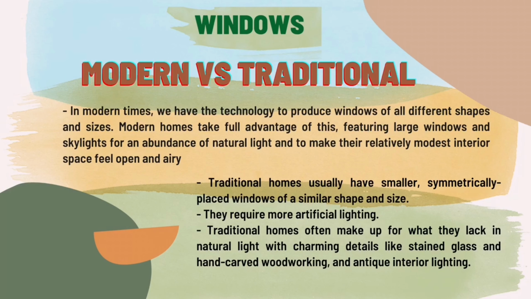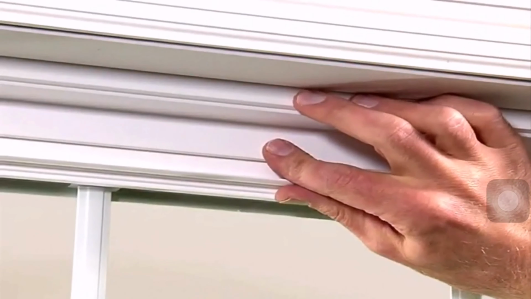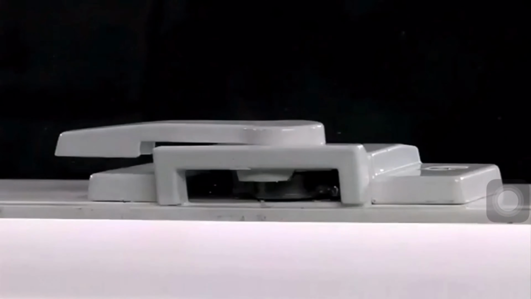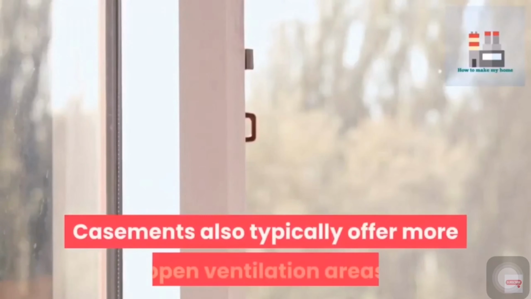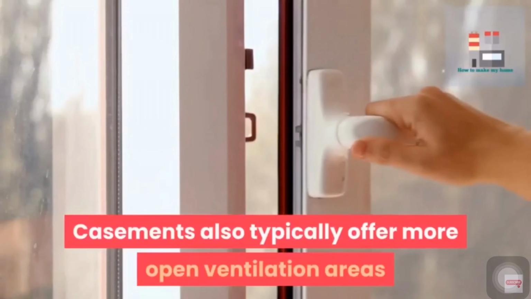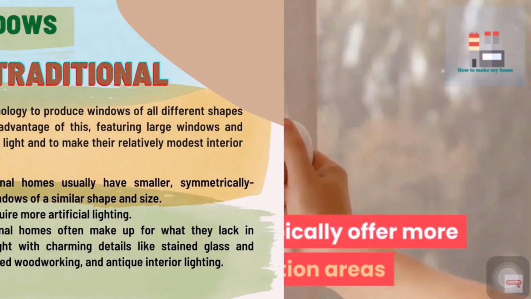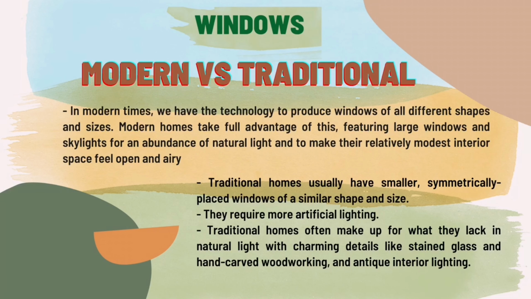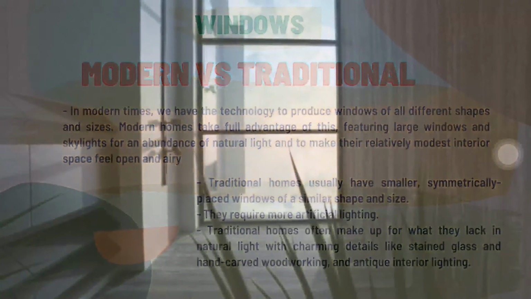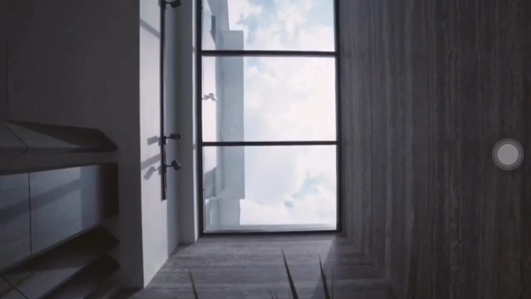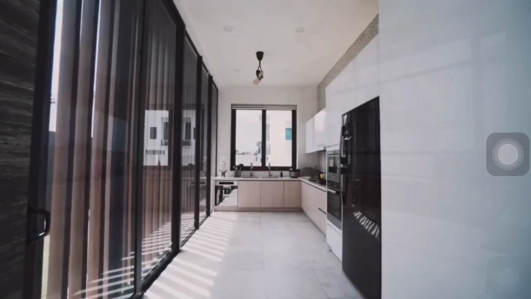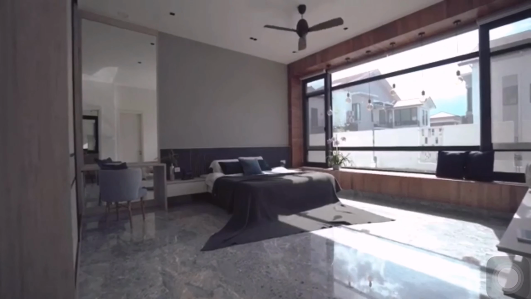They typically have an extra security system which prevents them from being pried open from the outside, and a convenient tilt-in feature which allows you to clean them from the comfort of inside. Today we have the technology to produce windows of all different shapes and sizes. Modern homes take full advantage of this, featuring large windows and skylights for an abundance of natural light. This makes their relatively modest interior space feel open and airy.